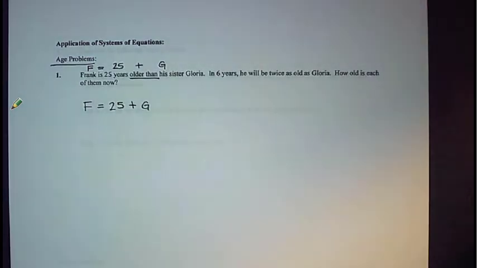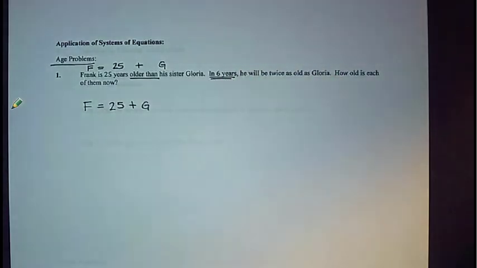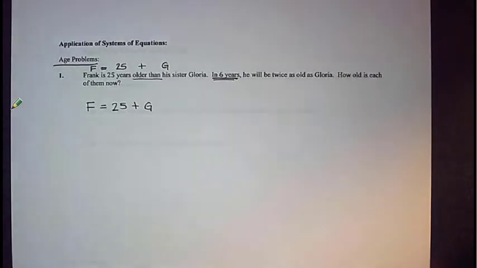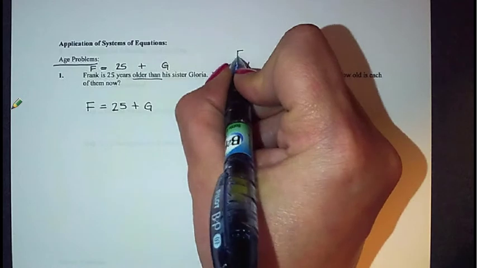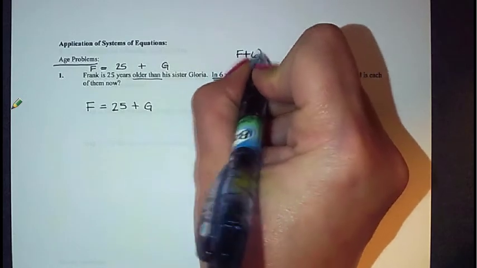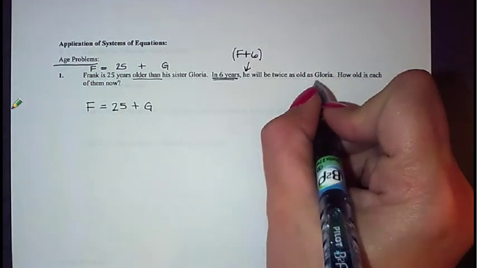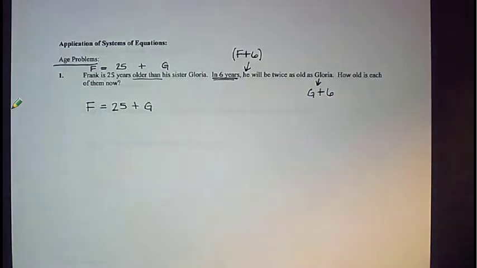Now our second equation is a little bit harder, but it's not horrible. What we have to acknowledge is this "in 6 years." If you're 20 years old right now, in 6 years you're going to be 26, so you add 6 to your current age. So in 6 years, if Frank is F, he is going to be F plus 6. That's his new age in 6 years. Same thing with Gloria. In 6 years, Gloria is going to be G plus 6.